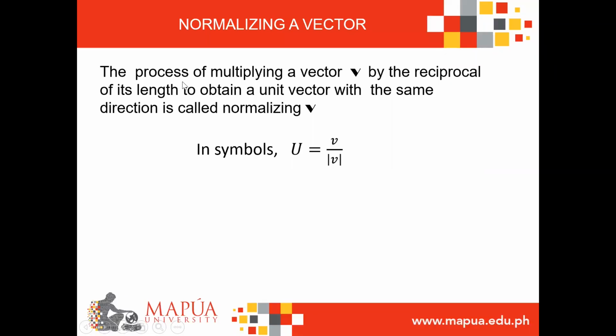Normalizing a vector. The process of multiplying a vector v by the reciprocal of its length to obtain a unit vector with the same direction is called normalizing vector v. In symbols, we have the unit vector represented by u equals v over magnitude of v.